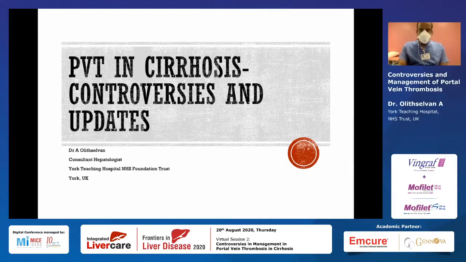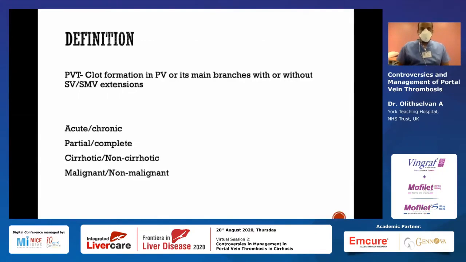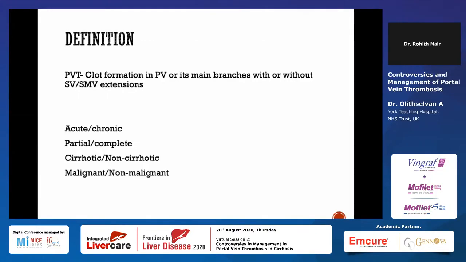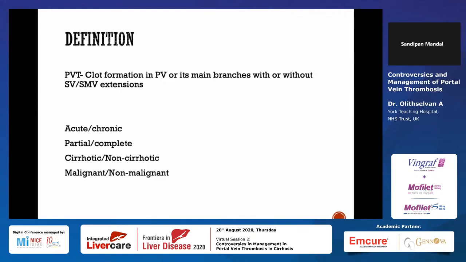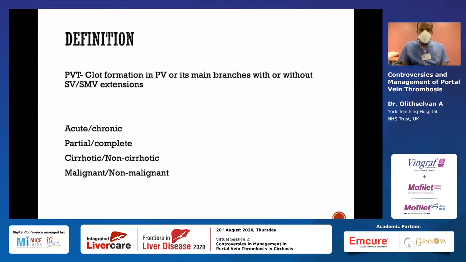So my topic today is portal vein thrombosis in cirrhosis, controversies and update. By simple definition, it means just a clot in the portal vein or one of its main branches, with or without extension into the mesenteric veins. Traditionally, it has also been classified as acute and chronic, partial and complete, cirrhotic and non-cirrhotic, and also malignant and non-malignant.